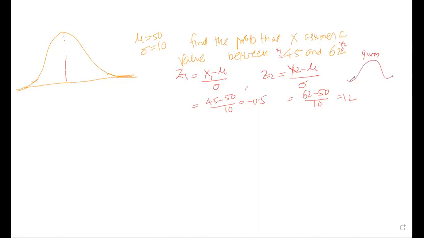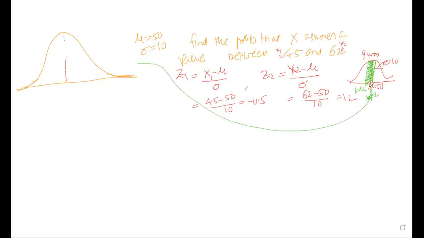My z value, if I want to convert, what is given is something like this: my nu value, nu equal to 50, and sigma equal to 10. That's what is given to us. And my x values were 45. Let me use another color, may be helpful to you. Since the mean is 50, 45 is here, and this is my 62. So we are asked to find this region.